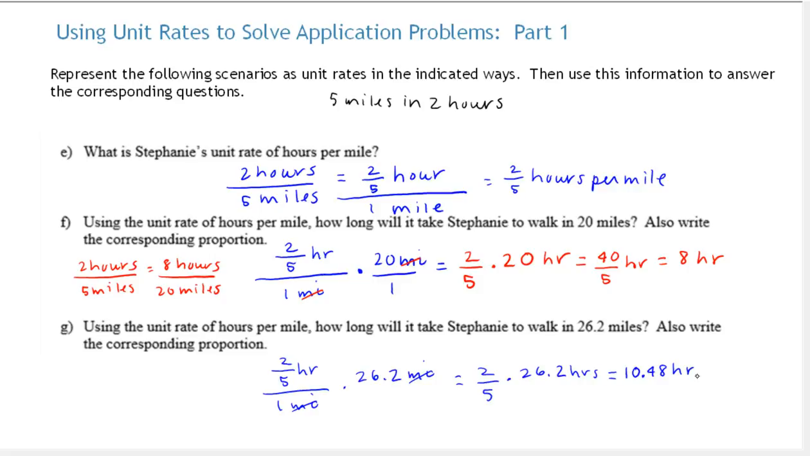Now let's write the corresponding proportion. Again, I'm going to use the 2 hours is to 5 miles, as 10.48 hours is to 26.2 miles. Okay. And the multiplying factor is a little bit more difficult here. Okay, but we'd multiply by about 5.24 to get from this quantity to the next.